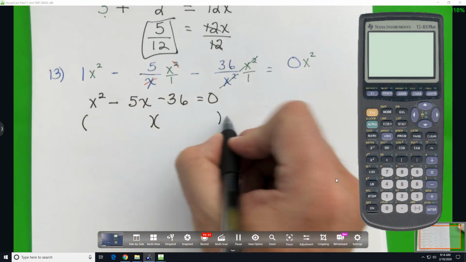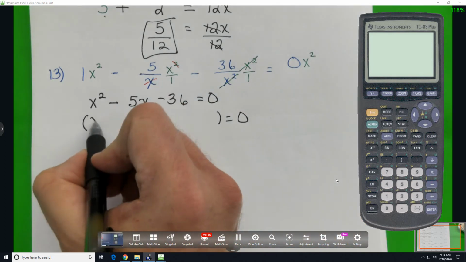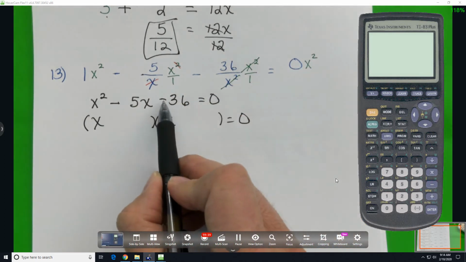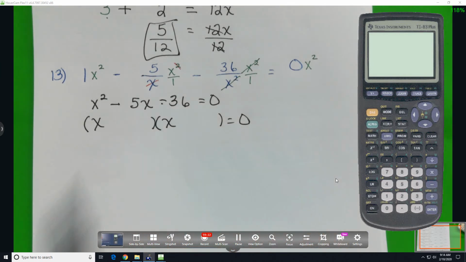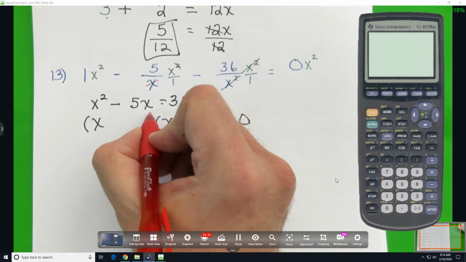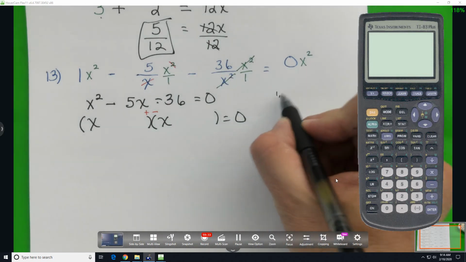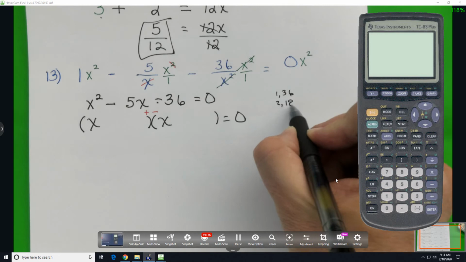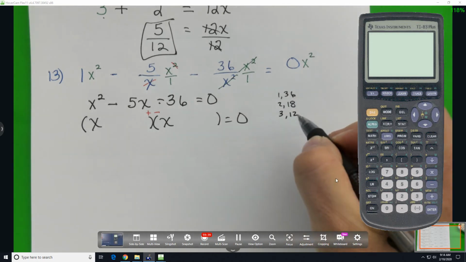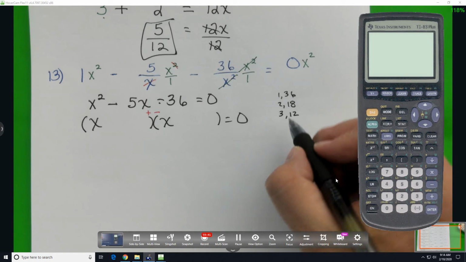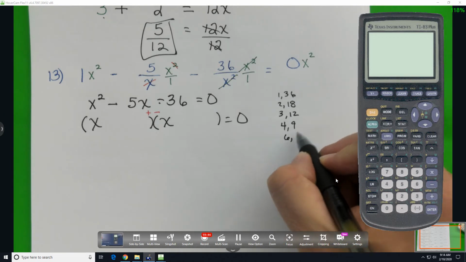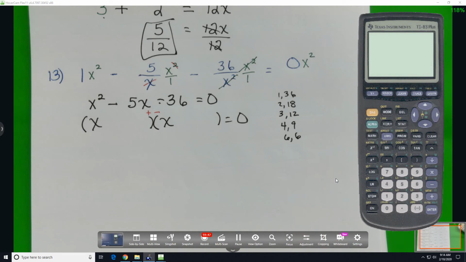This one factors pretty nicely. X and x. Second sign is minus, so that means we have a plus and a minus. Numbers that multiply together to give 36. Well, there's 1 times 36, 2 times 18. Oh, wow, a lot of numbers multiply together to give 36. 3 times 12, 4 times 9, 6 times 6. Did you have to use the quadratic formula for this? Yes. Oh, yeah, the quadratic formula will work on anything. Okay?